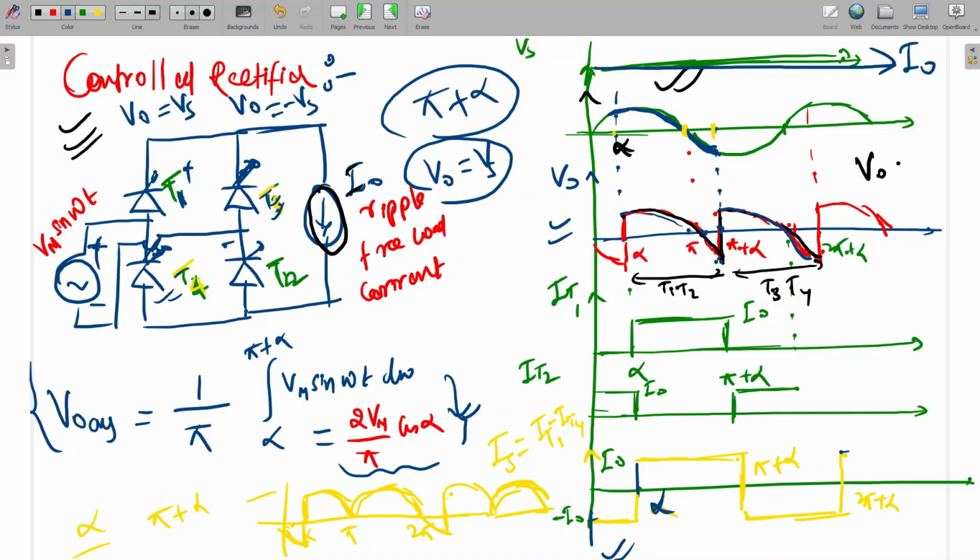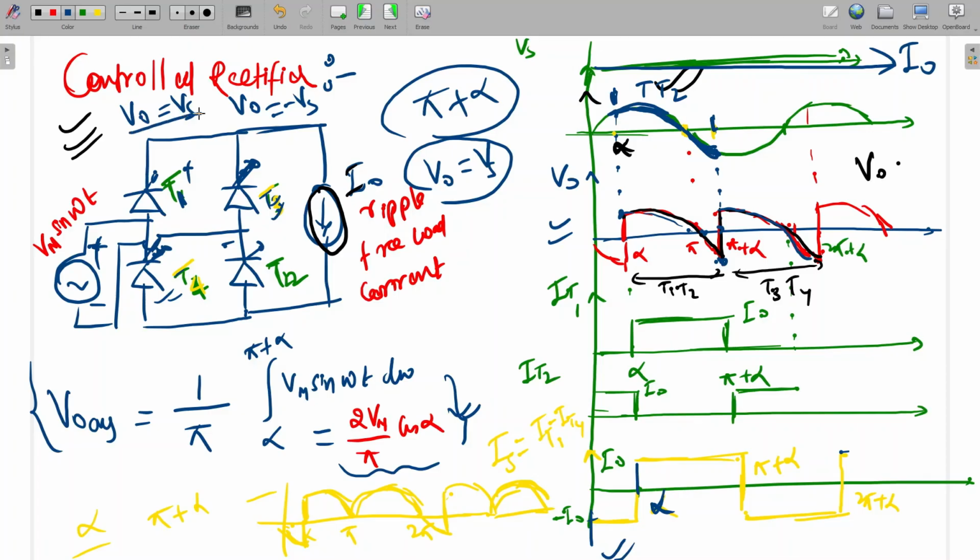So here to here, this is the output voltage waveform. T1, T2 is conducting, so the same waveform will come here. Here to here, same waveform. That is the output voltage. When T3, T4 conduct, from pi to pi plus alpha the voltage is negative, but see, it is the same waveform. The input voltage is also negative, and that same voltage is coming at the output.